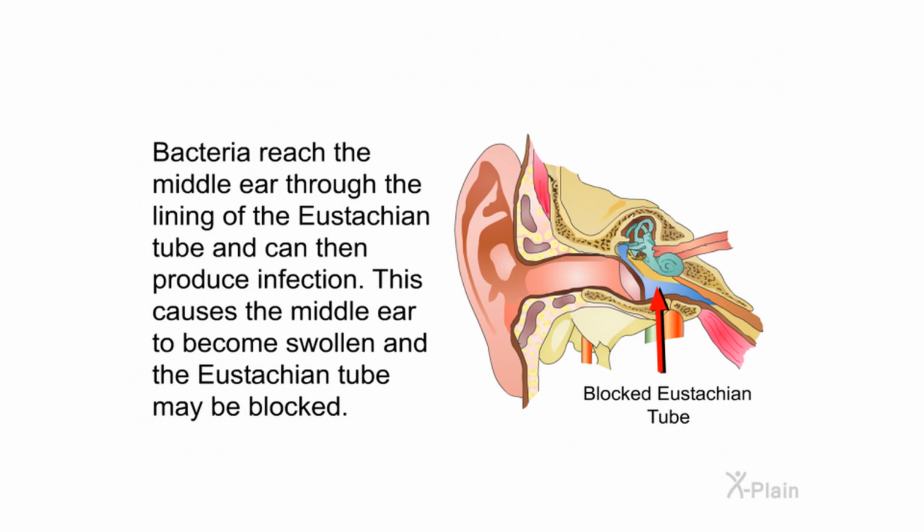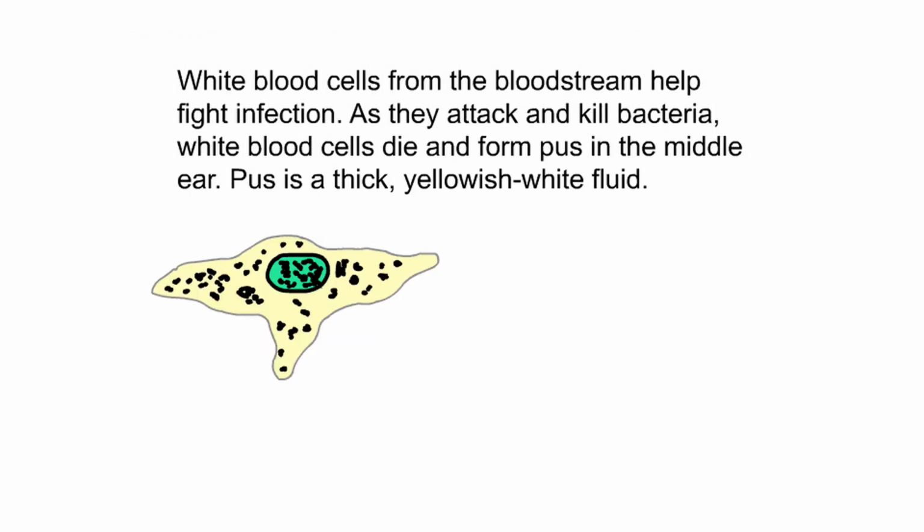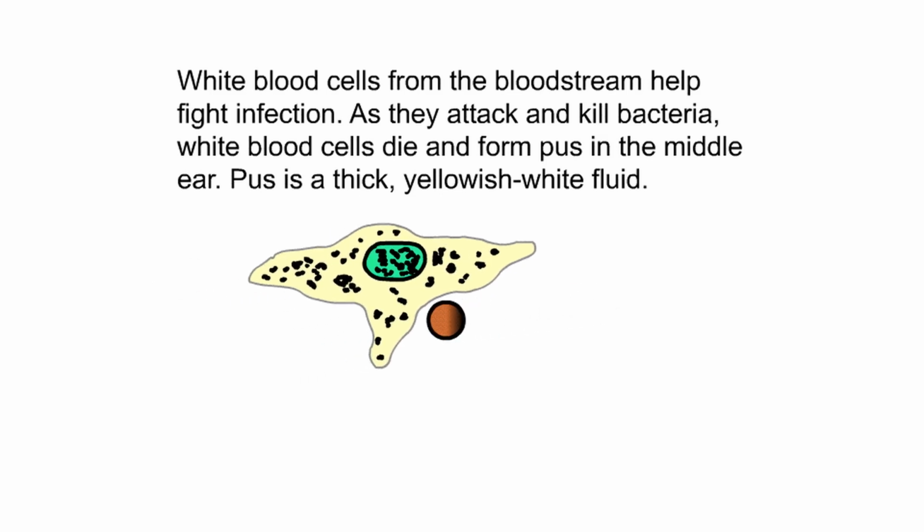Bacteria reach the middle ear through the lining of the eustachian tube and can then produce infection. This causes the middle ear to become swollen, and the eustachian tube may be blocked. White blood cells from the bloodstream help fight infection. As they attack and kill bacteria, white blood cells die and form pus in the middle ear. Pus is a thick, yellowish-white fluid.